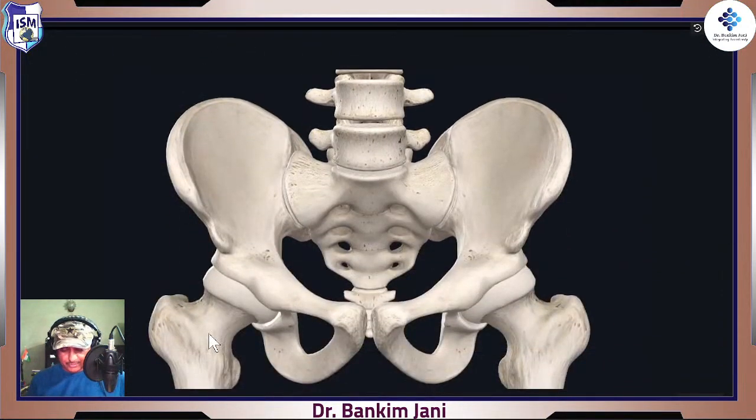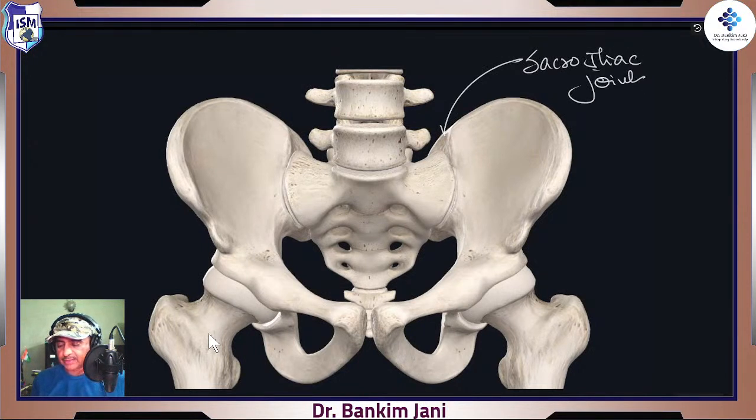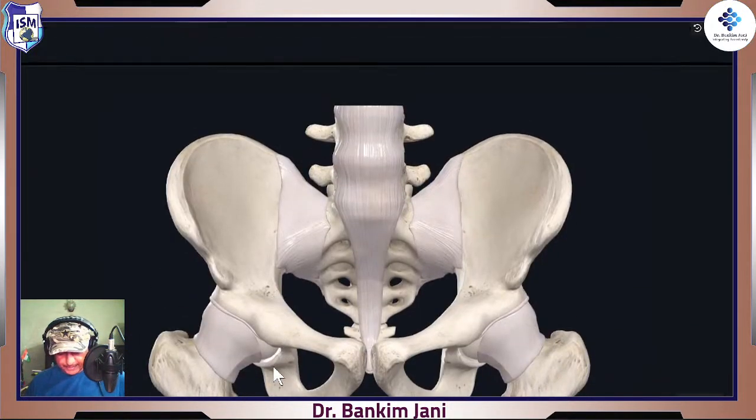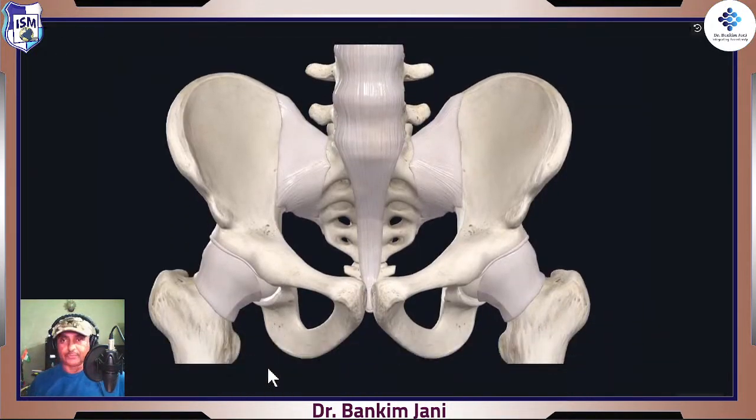Okay, so now the things are easy. This is the sacroiliac joint, because we are about to discuss all those joints. Then let's add a few of the ligaments. This first ligament lies absolutely on the anterior aspect of the spine. From its shape, its name has come: anterior longitudinal ligament.